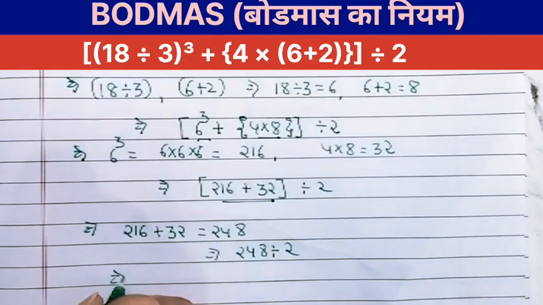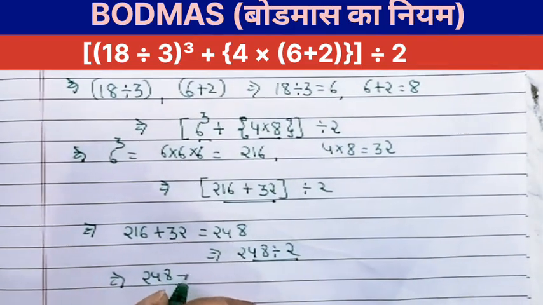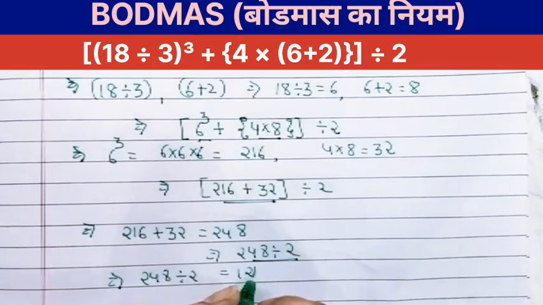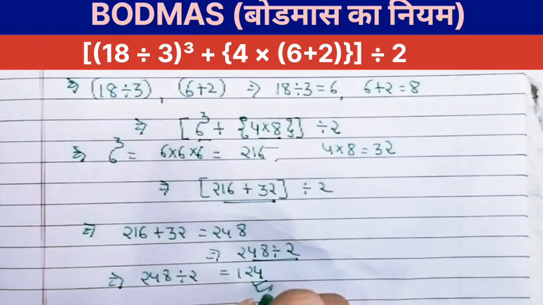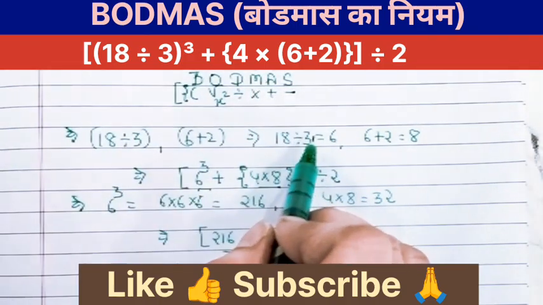Now finally the fourth step says, finally divide the remaining numbers. As you can see, 248 divided by 2. After dividing we get 124, and 124 is the final result. Now according to this expression, by using the BODMAS sequence, the final answer of this expression is 124.